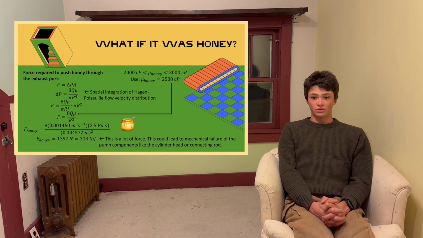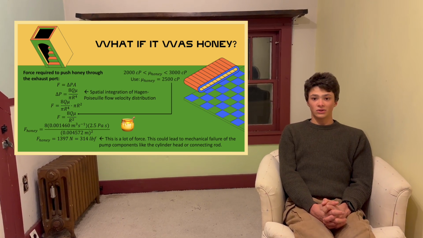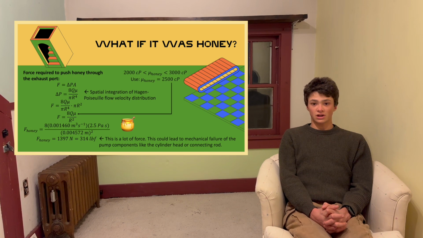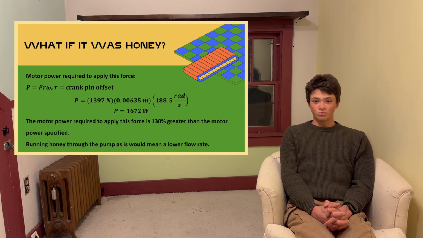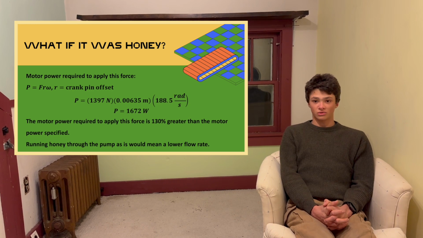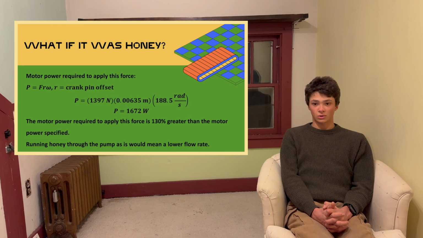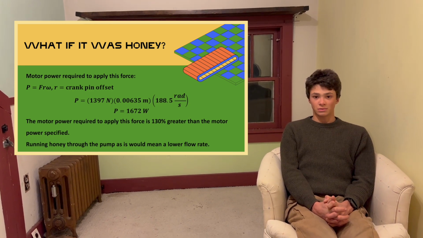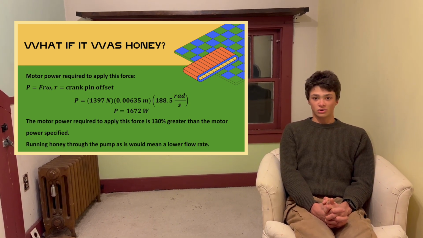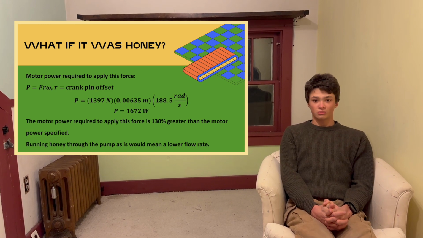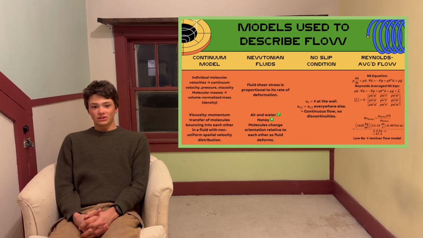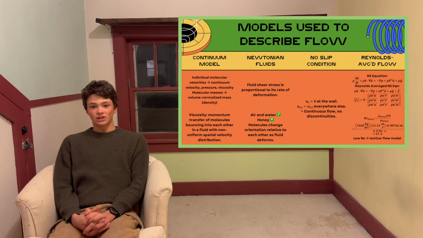Because the flow of air through the port is turbulent, we can't calculate the exact force to push air through the exhaust port, but we can be confident that it will be lower than the force for honey. Running the pump with honey at the same RPM as for air would require more torque and power. To calculate this power, we first need to calculate the torque required to produce 314 pounds at the piston. We get a larger power than the motor is rated for, indicating we would need a more powerful motor to pump honey. Now I want to talk more about the models and assumptions we use to characterize the pump.